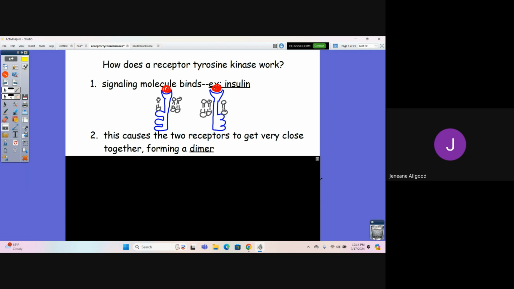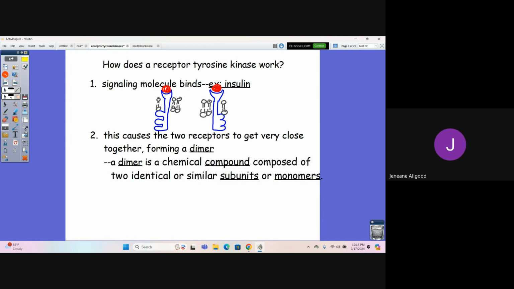A dimer has kind of like repeating subunits. It has subunits that are all the same, or it's made of 2 or 3 or 4 of the same kind of molecule. So a dimer is a chemical compound composed of 2 identical or similar subunits or monomers.